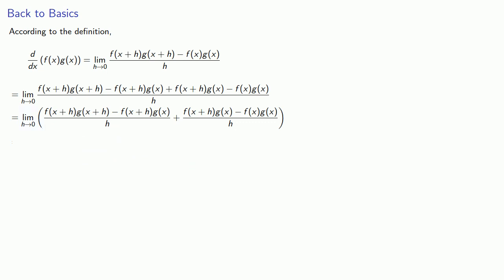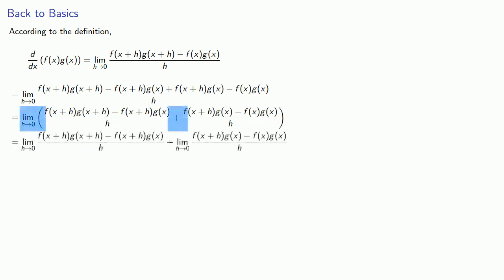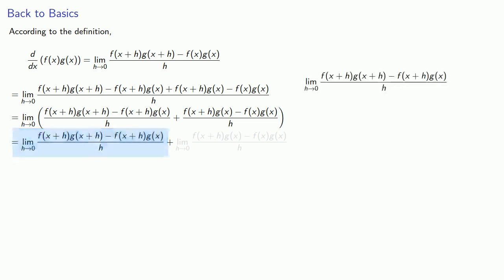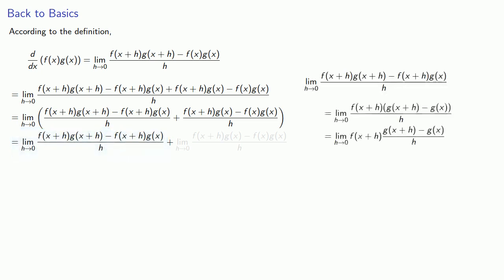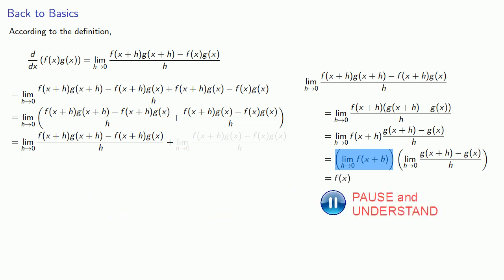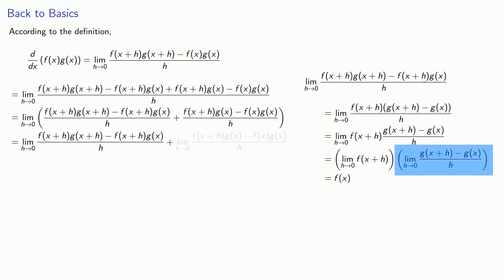And remember, the limit of a sum is the sum of the limits. So let's take a look at the two individual limits. Now, this first limit can be simplified a little bit. We can factor out this common factor of f of x plus h. And the limit of a product is the product of the limits. Now, this first factor, as h goes to 0, that just goes to f of x. But the second factor has a very specific form, and it is, in fact, the definition of g prime of x.